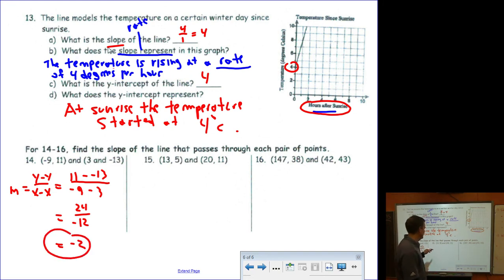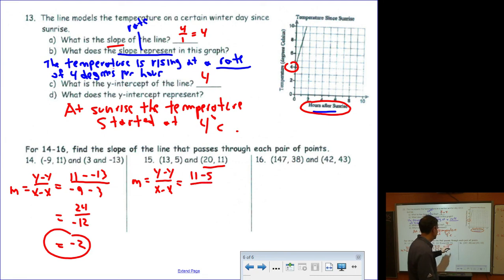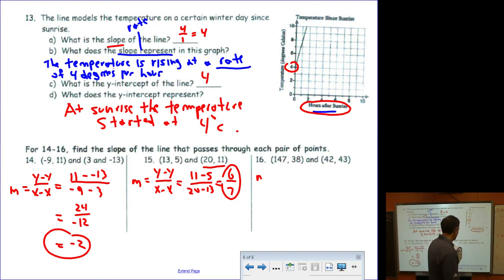In number 15, I want to calculate the slope, so I'm going to use the slope formula, y minus y over x minus x. In this case, I'm going to go at this point first. 11 minus 5 would be the y values. 20 minus 13 would be the x values. That would be 6 over 7. The slope is 6/7.